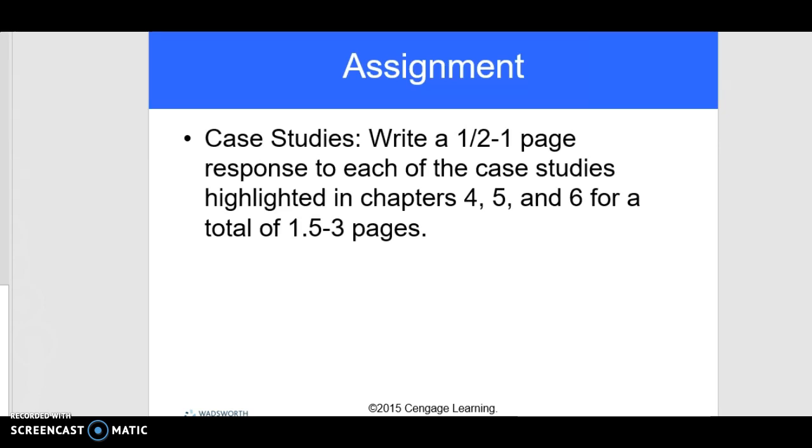So you're reading chapters 4, 5, and 6. You're looking at the case studies in those chapters, and you're answering about a half a page to a page per case study. So it ends up being 1.5 to 3 pages total. Don't worry about going more than 3 pages. That is absolutely no problem at all. I would worry about going less than 1.5 pages just because it's unlikely that you'd be able to answer the questions thoroughly enough in such a short span. So don't over worry on that piece. We're going to move into our lecture for this week now.